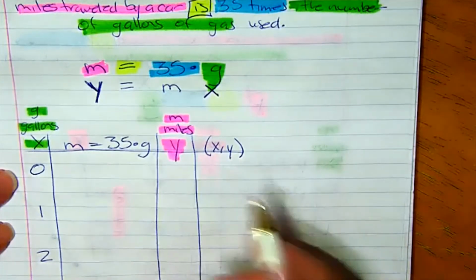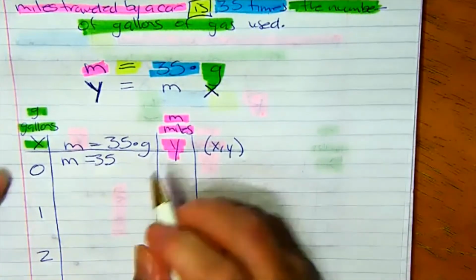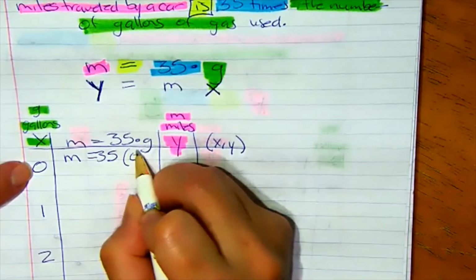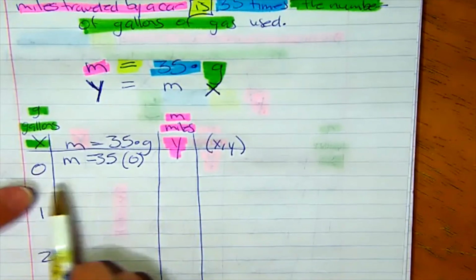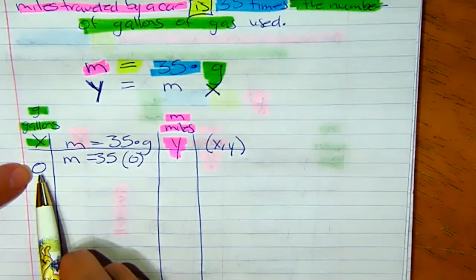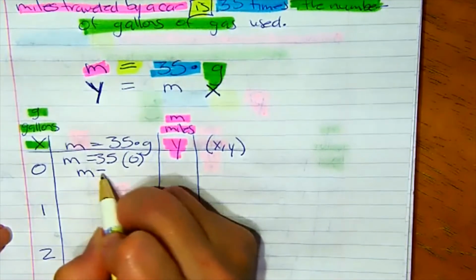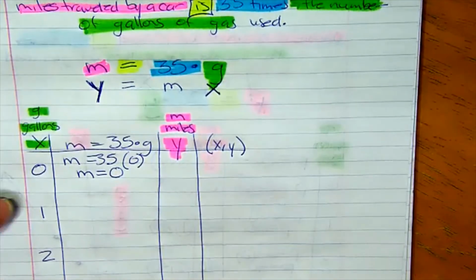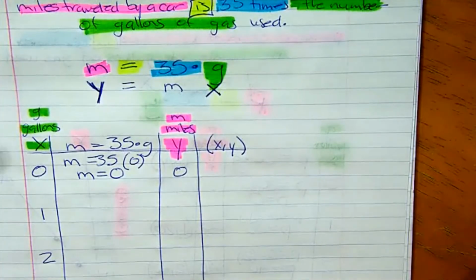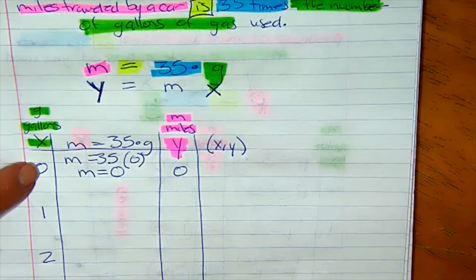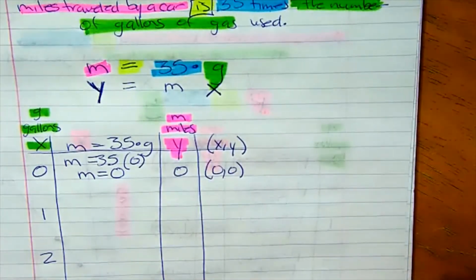So now we're going to substitute. The miles is equal to 35 times 0 gallons of gas. We're putting 0 gallons in. This is our input. So if we put 0 gallons in, we get 0 miles out. And that kind of makes sense. If you put 0 gas in, you're getting 0 miles out.